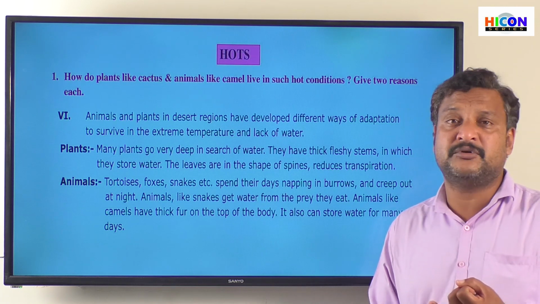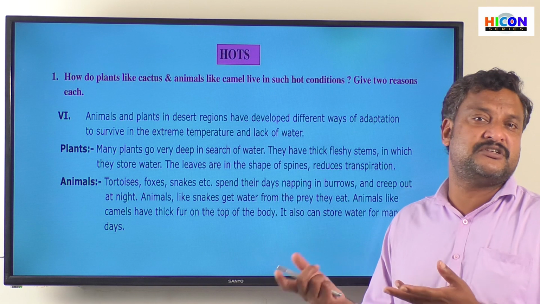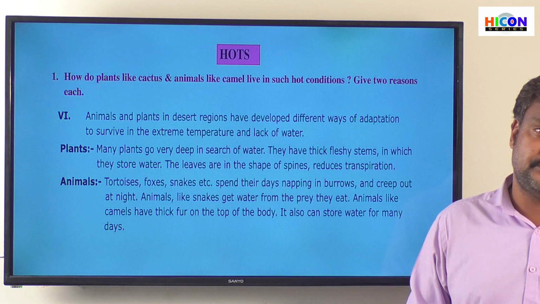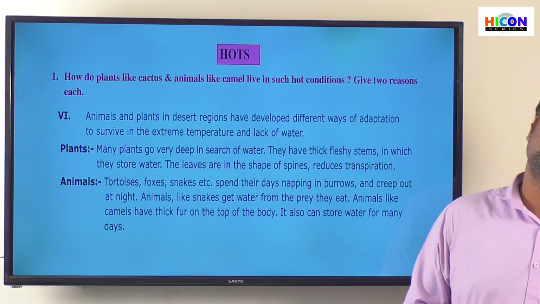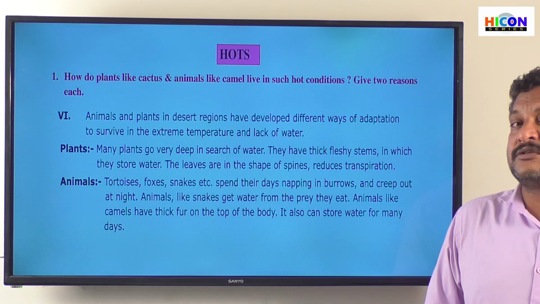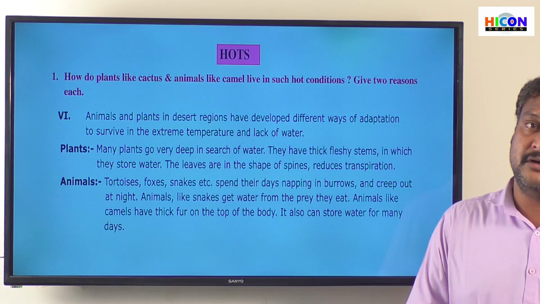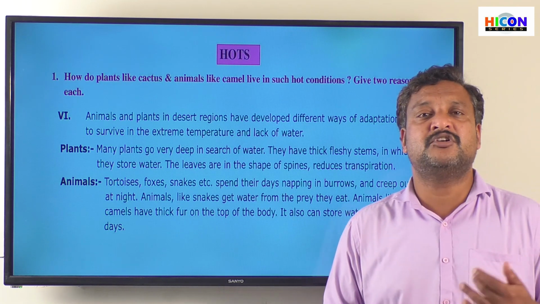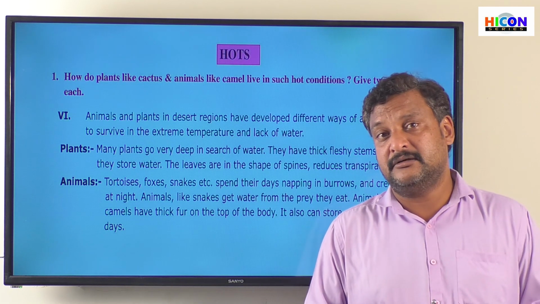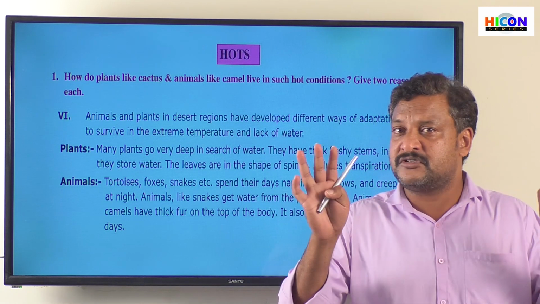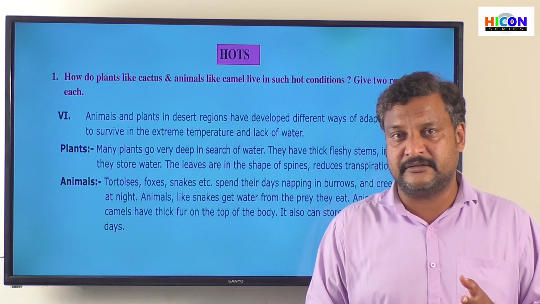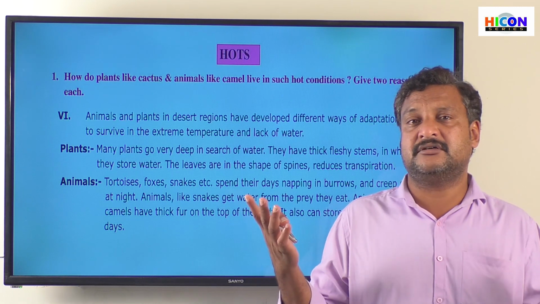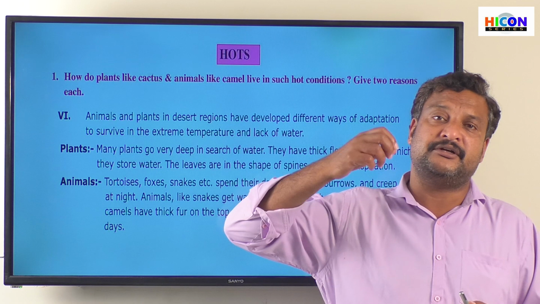One, thorns give them protection from the animals who are always in search of water. Two, it reduces transpiration. Evaporation of water from plants is called transpiration. We know plants absorb a lot of water from the soil, and that water travels through different parts of the plant, through the branches to the leaves. Where plants live in extreme temperature, this water will get evaporated from the leaf also.